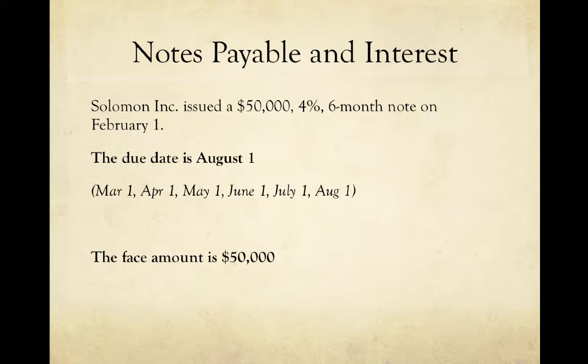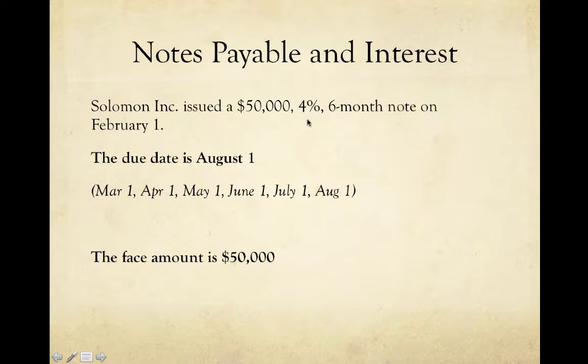Now, here's an example of a company that borrowed $50,000 and issued a note. They issued a $50,000 4% 6-month note on February 1st. When you look at the different components of this note, first of all, the 50,000 represents the face amount of the note, so that is called the face amount.